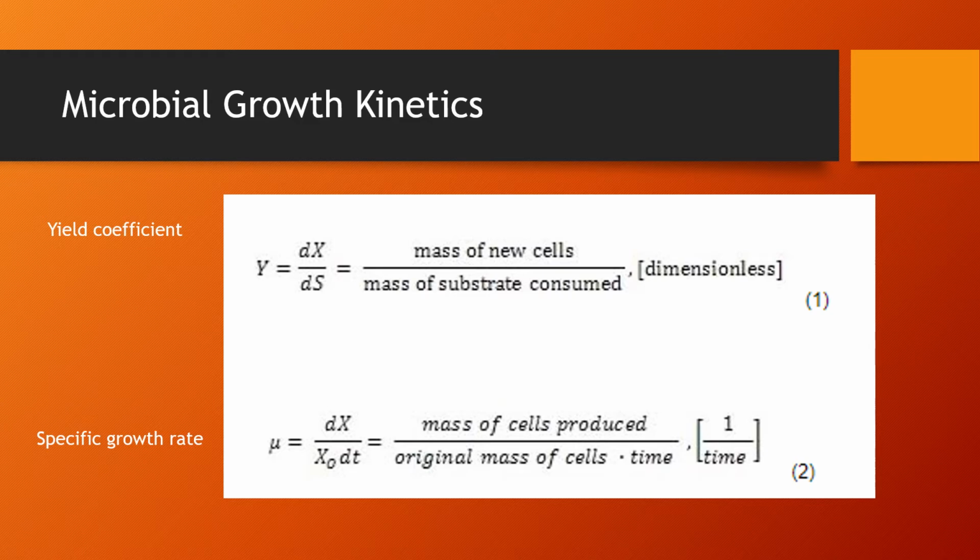Another term is the specific growth rate. It is denoted by mu. Mu is equal to dX by X0 dt. Here dX is the mass of new cells produced, divided by X0, the original mass of cells, multiplied by time. So it is nothing but Y divided by time. The dimension is 1 by time; the unit is 1 per minute or hour or second, whatever it is. This is equation number 2. This term is called the specific growth rate.